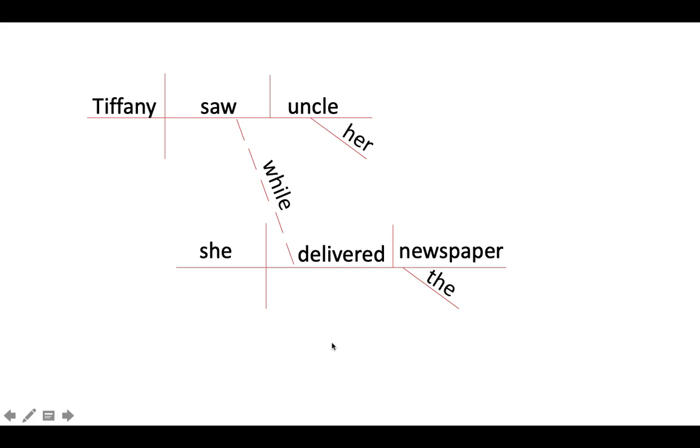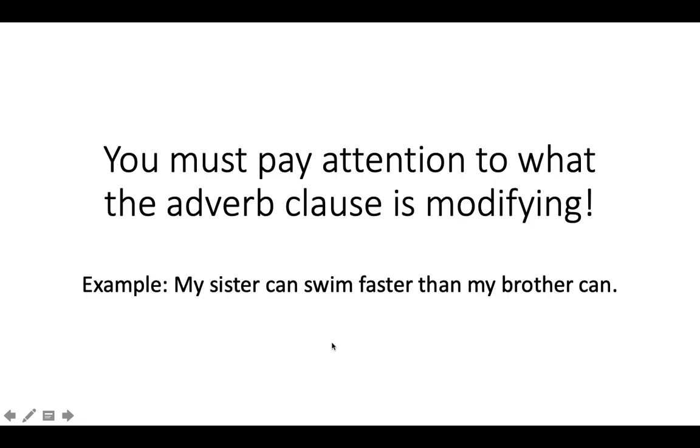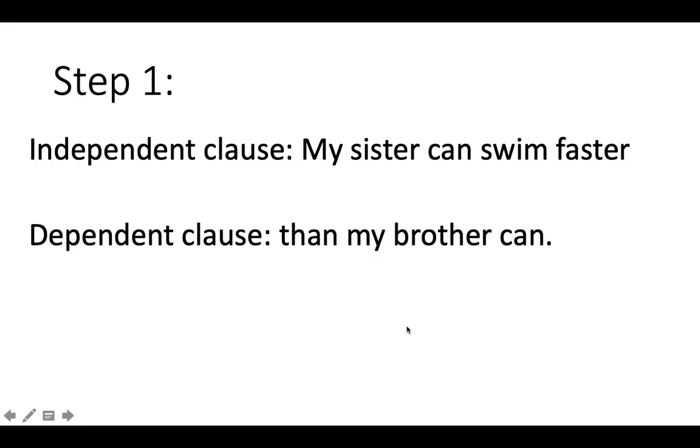And that's it. Okay, now you have to pay attention to what the adverb clause is modifying, because as we remember, adverbs can describe verbs, adverbs, and adjectives. So if we look at the example, my sister can swim faster than my brother. Step one, figure out which is which. So the independent clause would be, my sister can swim faster. That sentence can stand alone. The dependent clause would be, than my brother can, because that does not make sense on its own, right? Without this first part, it wouldn't make sense.